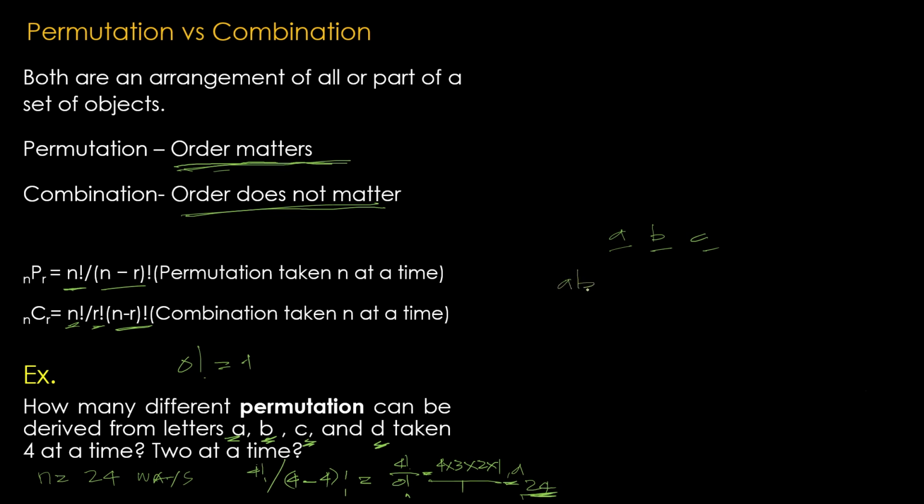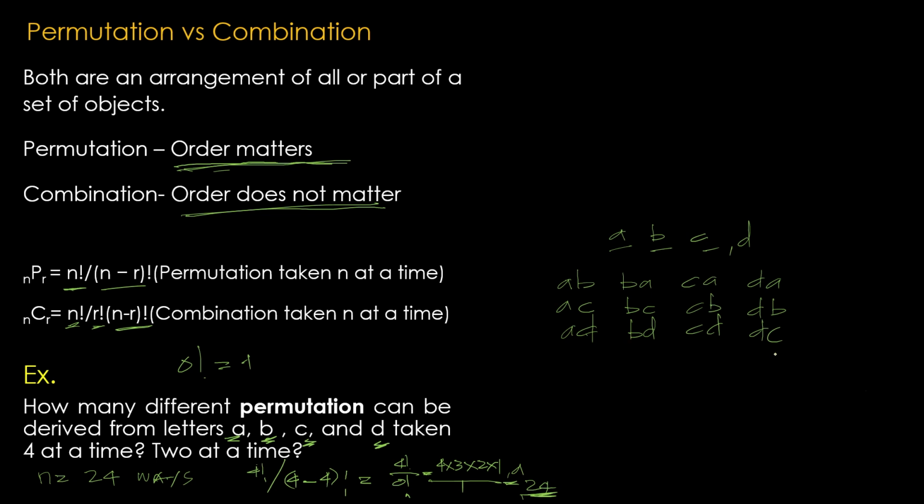So, we have AB, AC, there are four of them. A, B, C, D, sorry. AB, AC, AD. Okay? Also we have BA, BC, and BD. Also, we have CA, CB, and CD. And lastly, we have DA, DB, and DC.